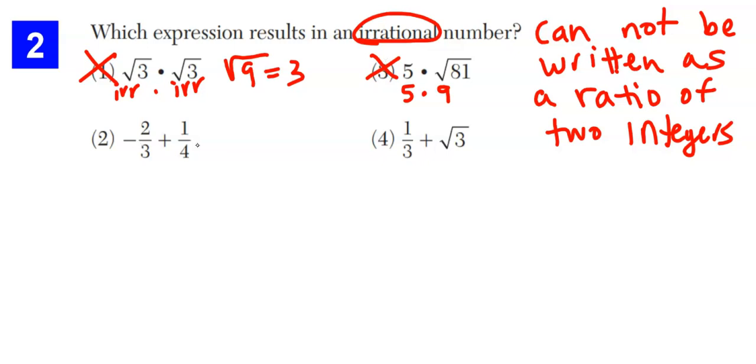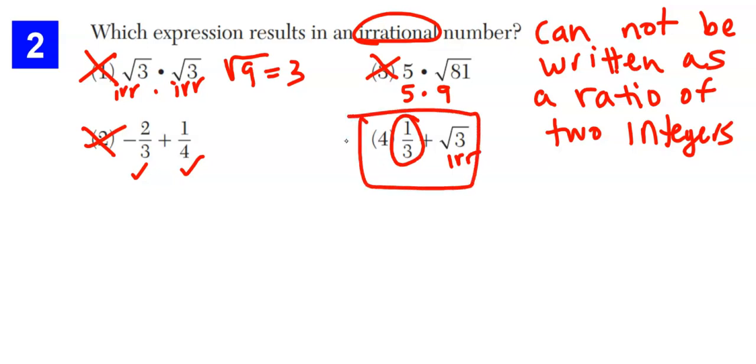Negative 2/3 plus 1/4. If this is rational, it's a ratio. And this is rational, it's a ratio. There's nothing you can do that will ever make it irrational. And then this last one. 1/3 plus the square root of 3. Well, the square root of 3 is irrational. And if you add a third to it, you just get a little bit more.